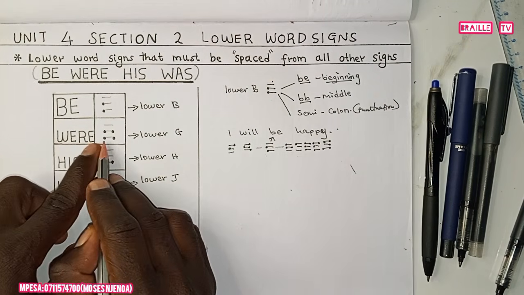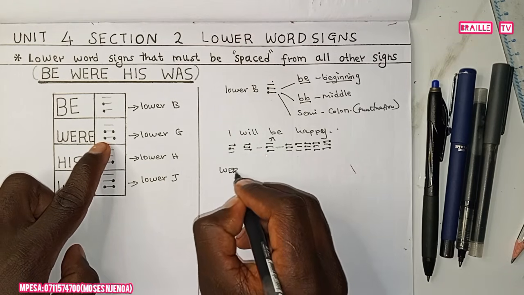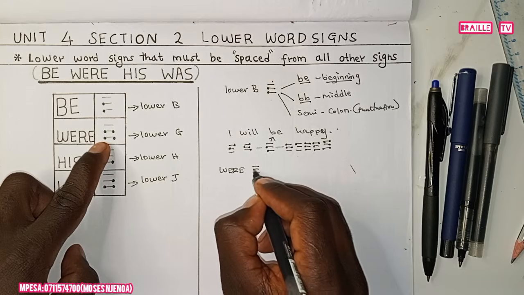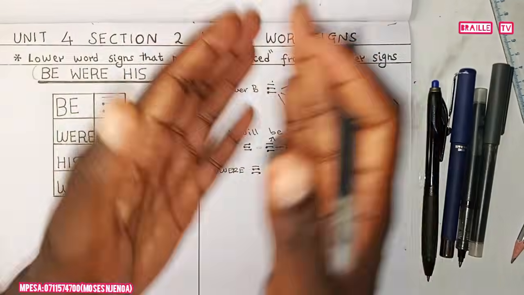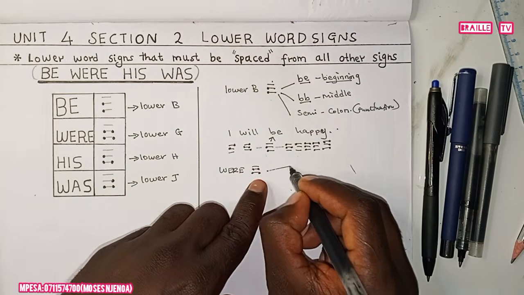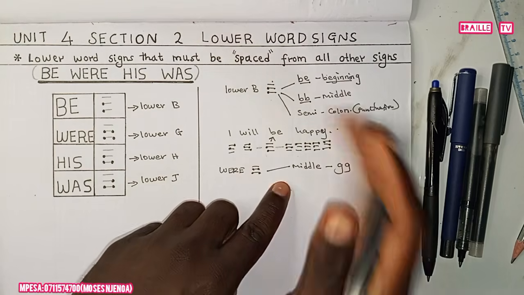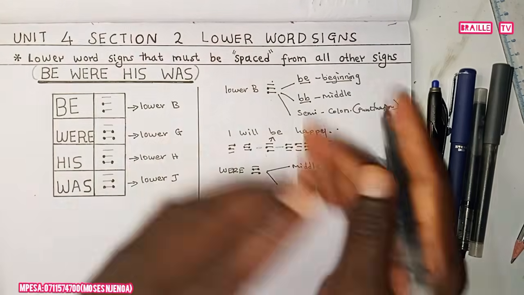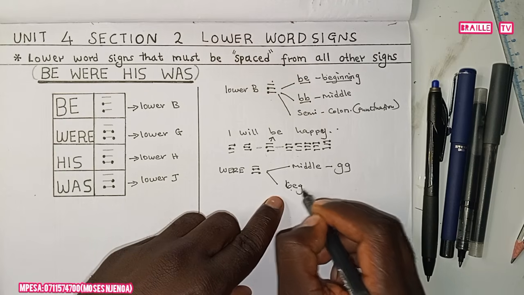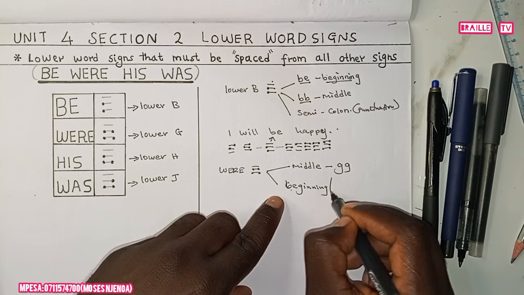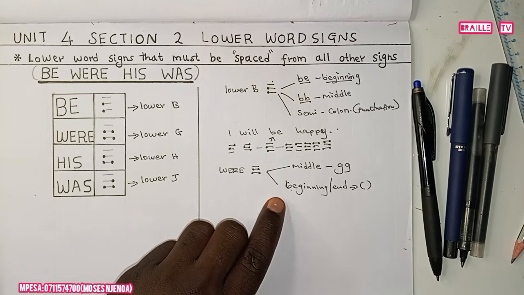Then example 2 is were. Were, we said, is written as lower g. Remember, we said lower g when we looked at the lower group signs that must be written in the middle of a word. In the middle, it can mean g. Again, at the beginning or at the end of a word, we said they represent opening and closing bracket. It's a punctuation, okay?